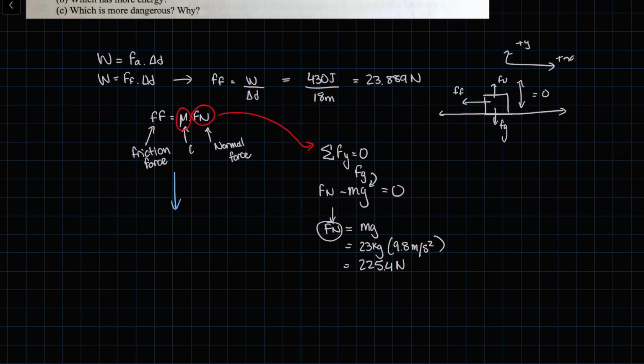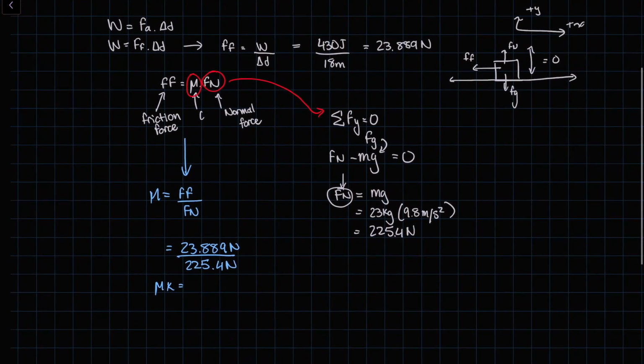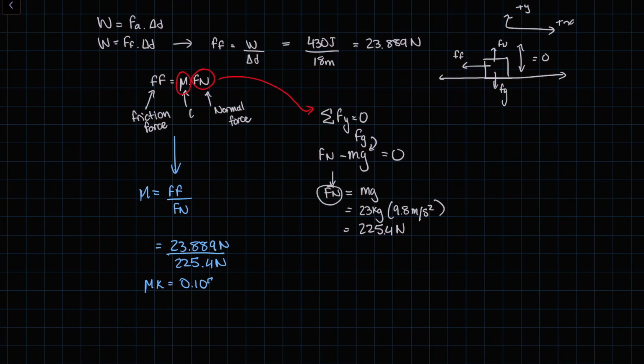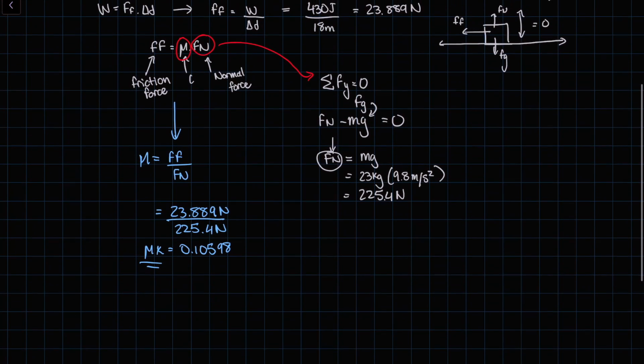So, final step, we can rearrange the equation to get mu equals Ff divided by Fn. Plugging in these numbers, force of friction divided by normal force, 23.889 newtons divided by 225.4 newtons, the coefficient of friction between the object and the surface is 0.10598. It is also important to notice that the mu we solved for is the kinetic coefficient of friction, because the object is moving. The other one would be the static coefficient of friction.